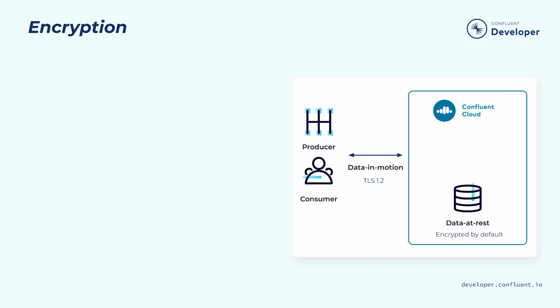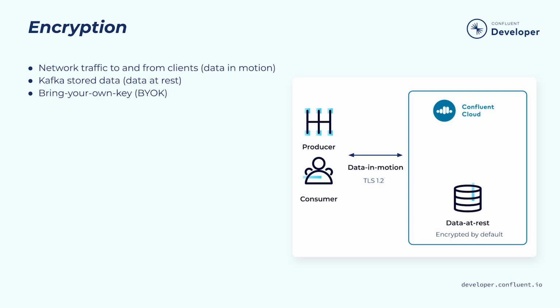There are two main areas that are crucial to protect from attackers: your network traffic to and from clients, sometimes referred to as data in motion, and the data that is stored in Kafka, referred to as data at rest. Confluent Cloud encrypts your data at rest by default and provides Transport Layer Security, or TLS, 1.2 encryption for your data in motion.